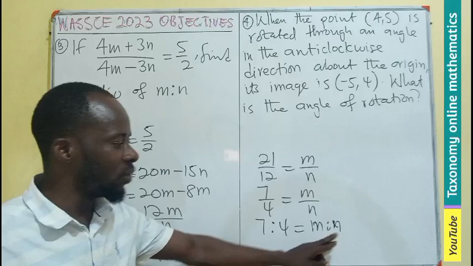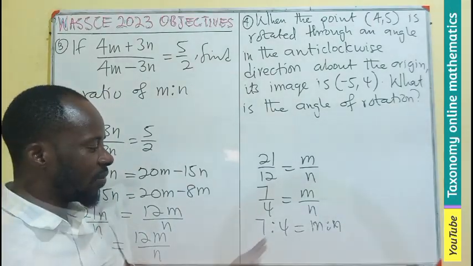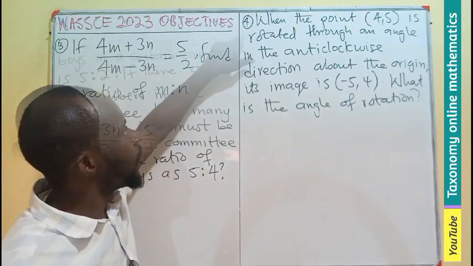You can see m is to n. So the ratio you're looking for is just what? 7 is to 4. Number 4.